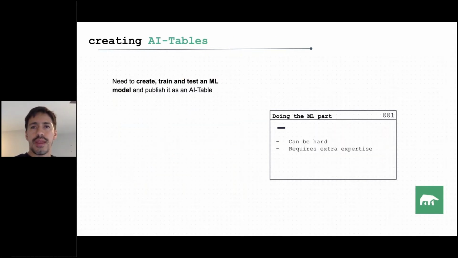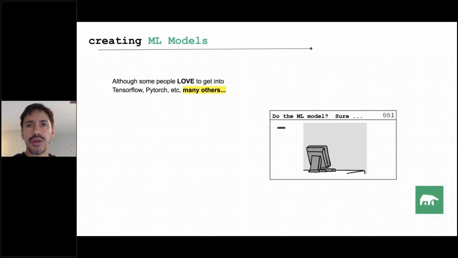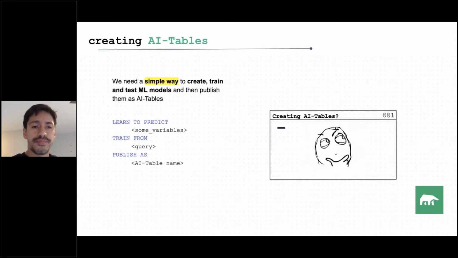Now, in order to really do this in a seamless way, we still need to create those models and publish them as tables. Although a lot of people love to do machine learning and implement things in PyTorch and TensorFlow, for many others, especially when you want to just build an application, you want to build a model in the quickest way possible, and then find ways for you to trust it. So we need to cater for both audiences: people that know how to create these models and people that know data but don't necessarily know how to create these models. A simple way to get the heuristics of automating this would be an instruction like this: you would like to learn specific columns from a table.